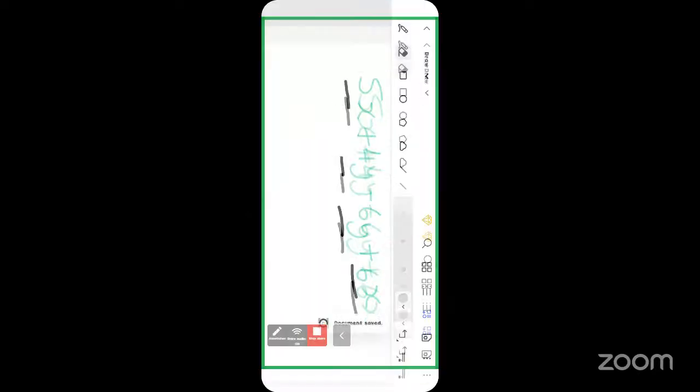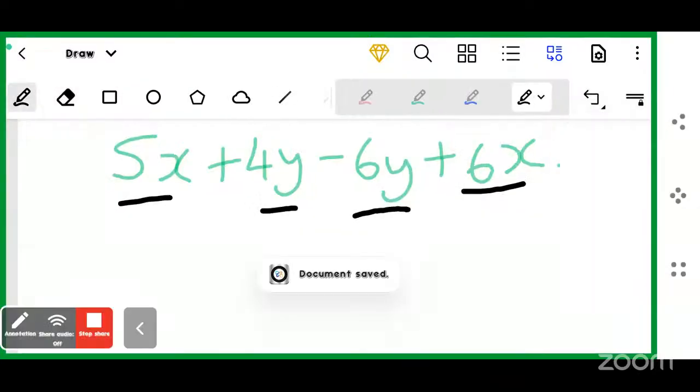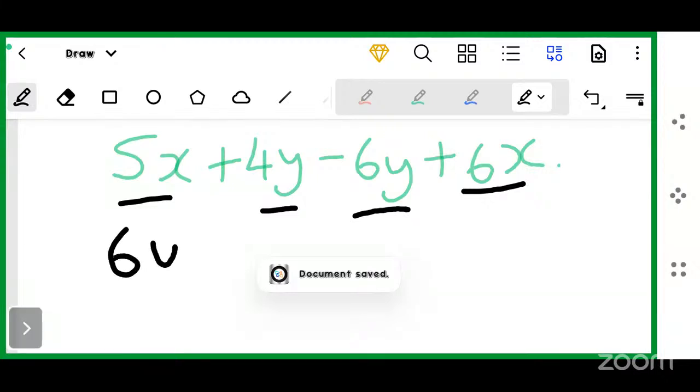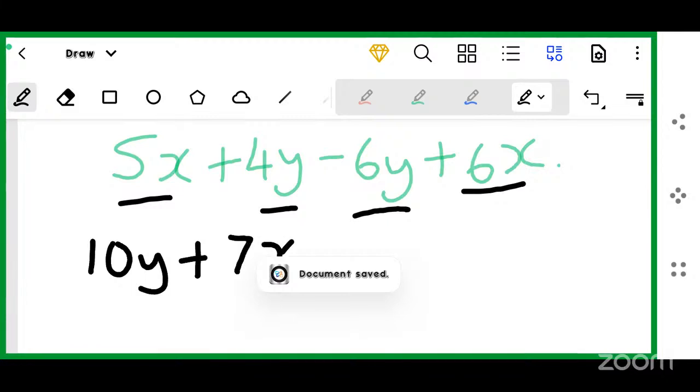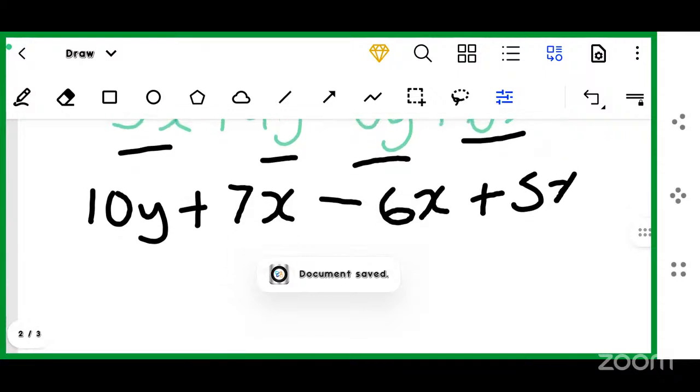Okay, perfect. So, Langalife, I'm giving you yours. Let me say 10y plus 7x minus, oh, let me just say 6x plus 5y. Which ones are our like terms in this expression?